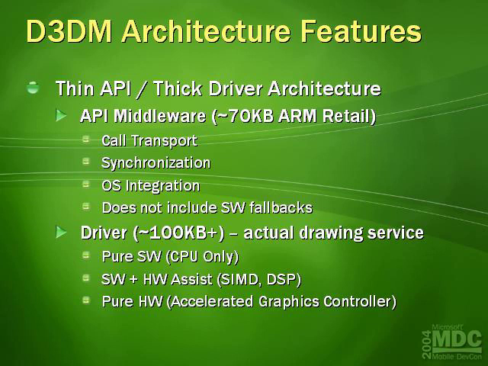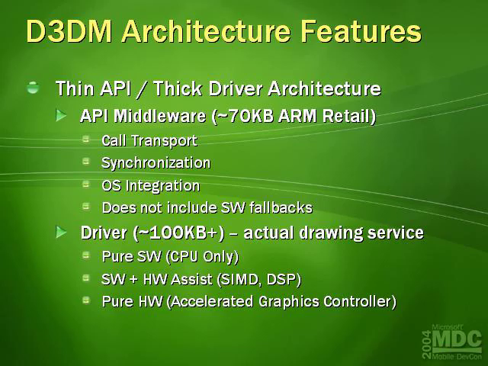Now, the architecture of Direct3D Mobile is probably one of the more striking differences from the desktop implementation. There are two main components. One, there's an API middleware. This is d3dm.dll. This links to the headers. It's what you link into your application. Right now, it weighs in at about 70K for an ARM retail build. So it's actually a pretty small component for 3D.